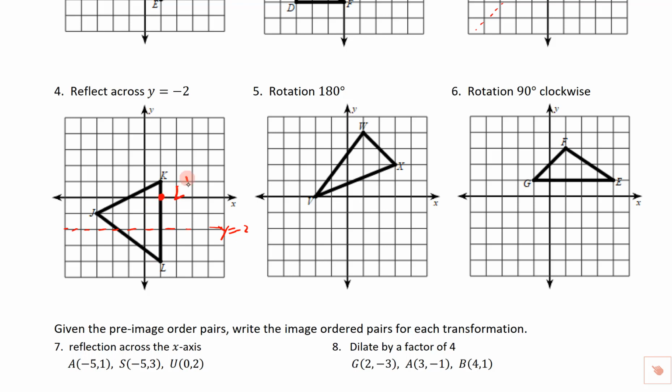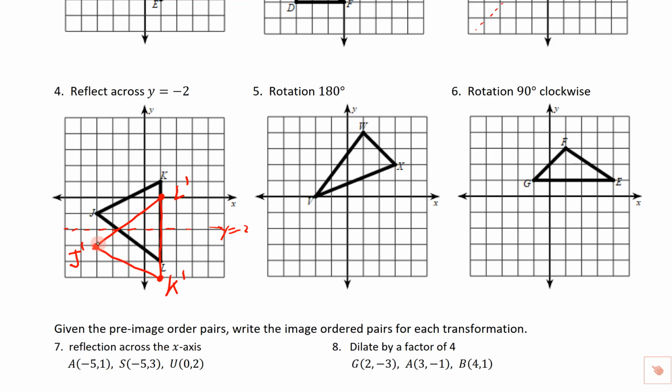So this is going to be L prime. This is 1, 2, 3 above. This is going to need to be 3 below. So this is going to be K prime. And this is 1 above. So when we flip it down here, it's going to be 1 below. So that's going to be J prime. So it needs to look like this.